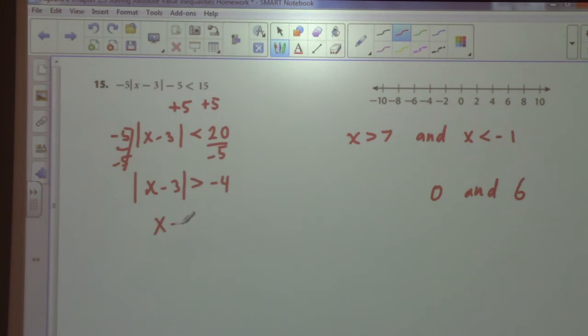So we got x minus 3 is greater than negative 4. Is that right? And also x minus 3 is what? Less than 4. Does that look right? I know what I'm messing up. So let's go ahead and add to that.